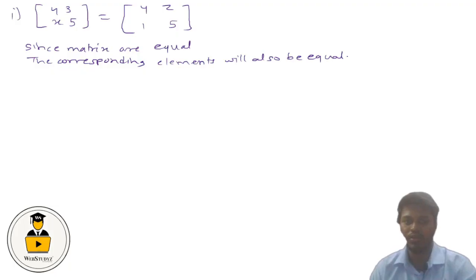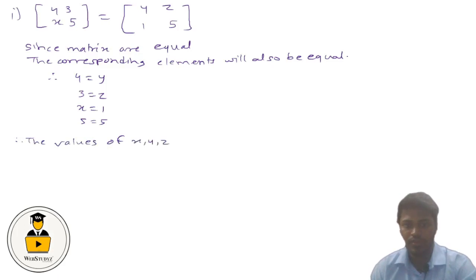So therefore, if we compare, we can say that 4 will be equal to y, then 3 will be equal to z, then x will be equal to 1, and 5 will be equal to 5. So therefore, the value of x is 1, value of y is 4, and value of z is 3. So these are the values of x, y, and z.